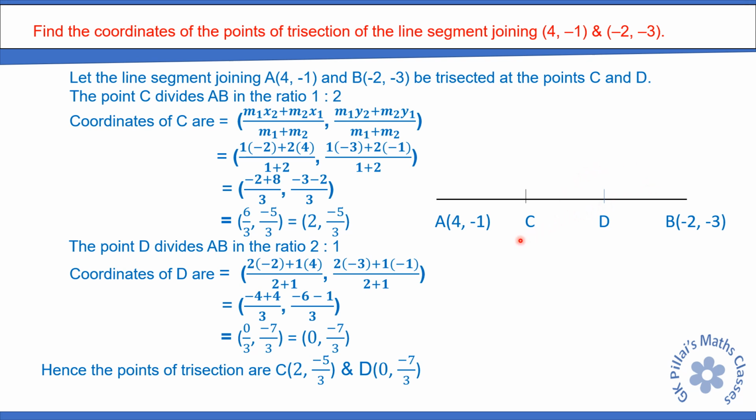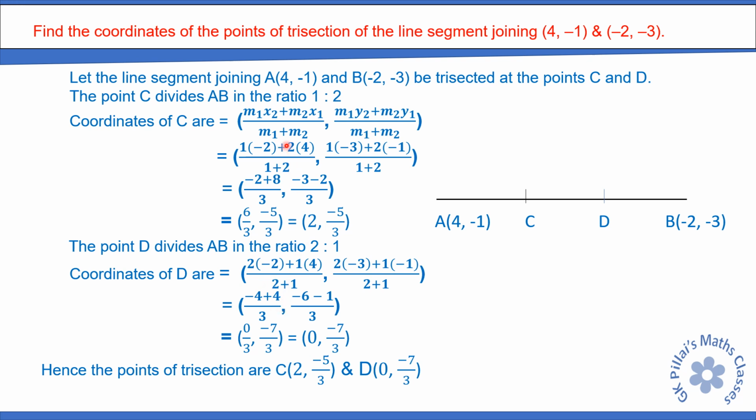Now you should know one thing. C divides AB in the ratio 1:2 and D divides AB in the ratio 2:1. This part you should know. If you understand this portion, with the help of the section formula, you will be able to do the sum.